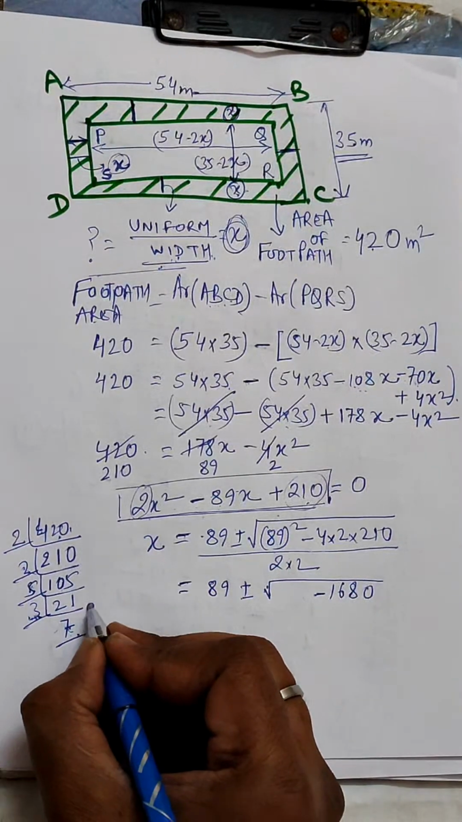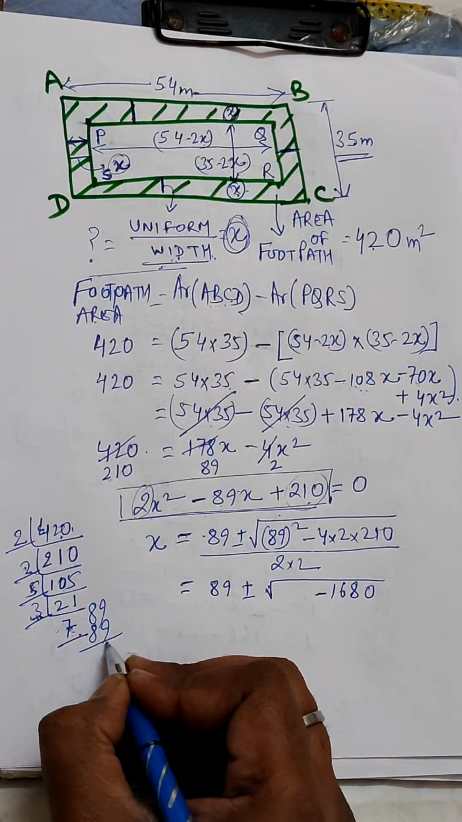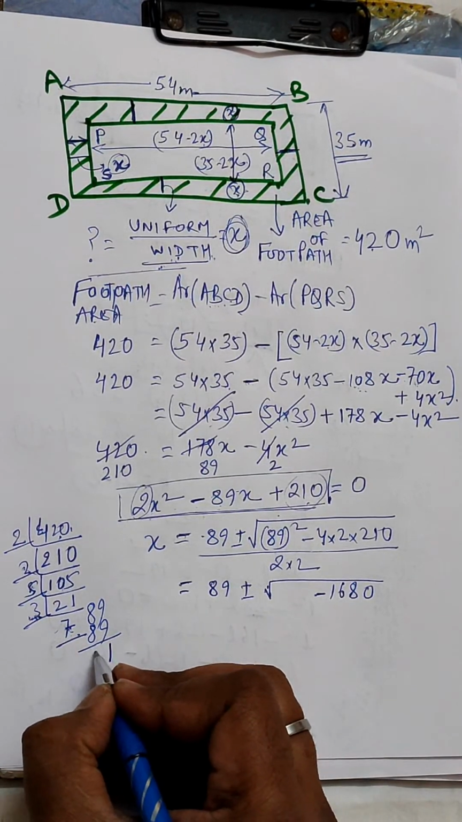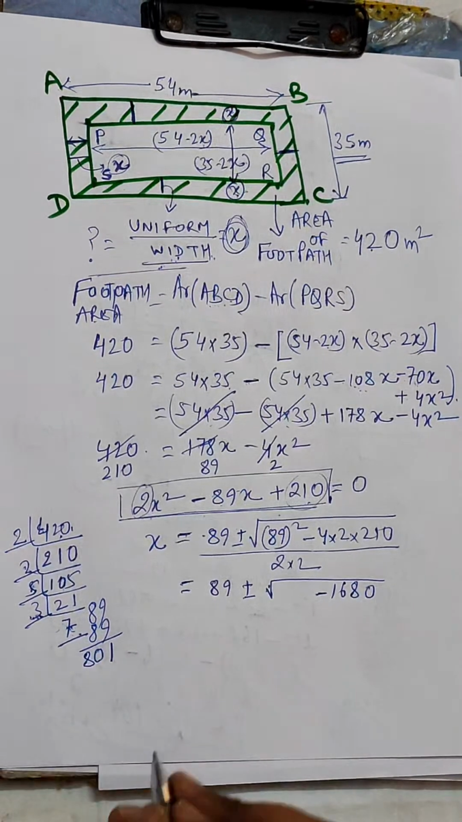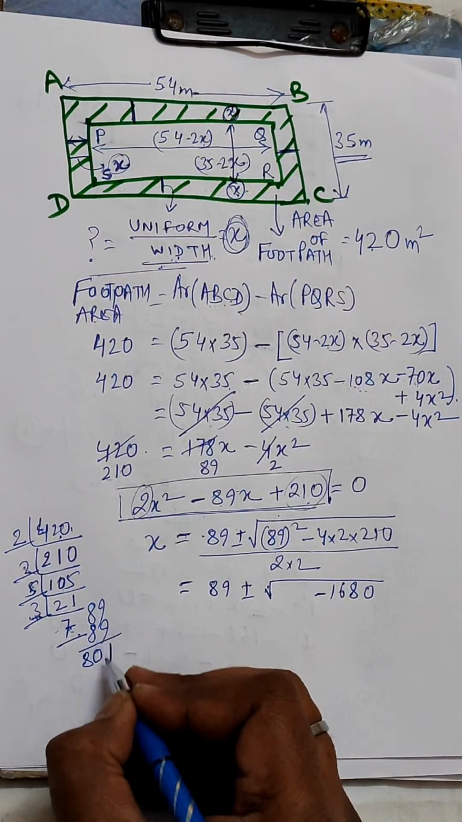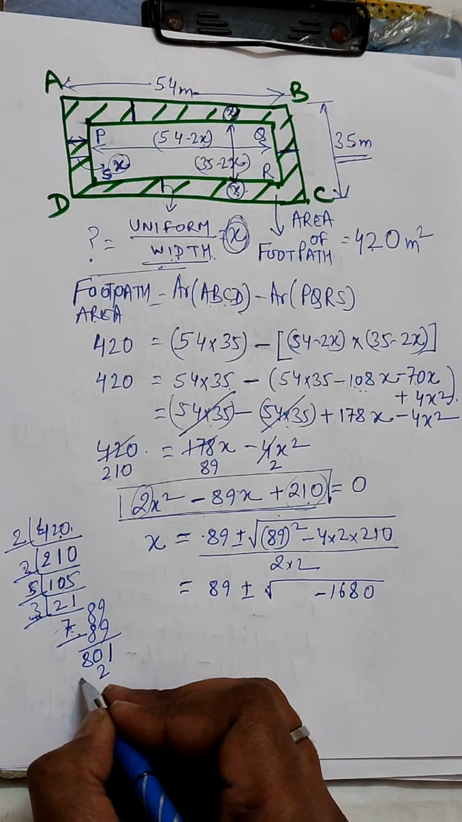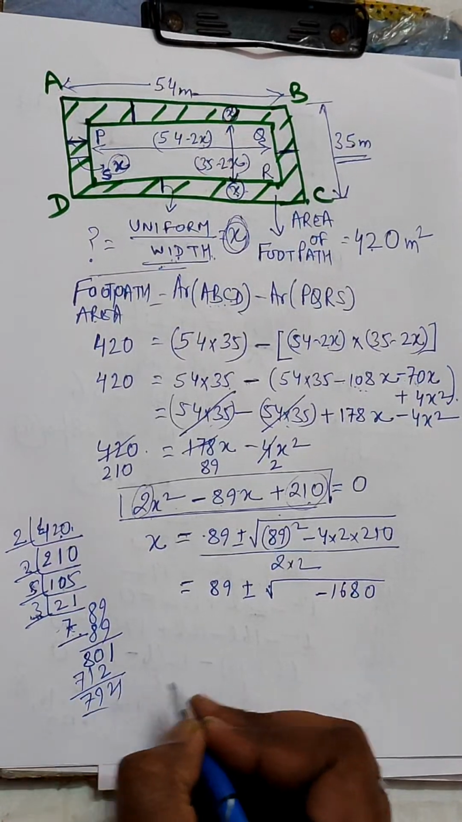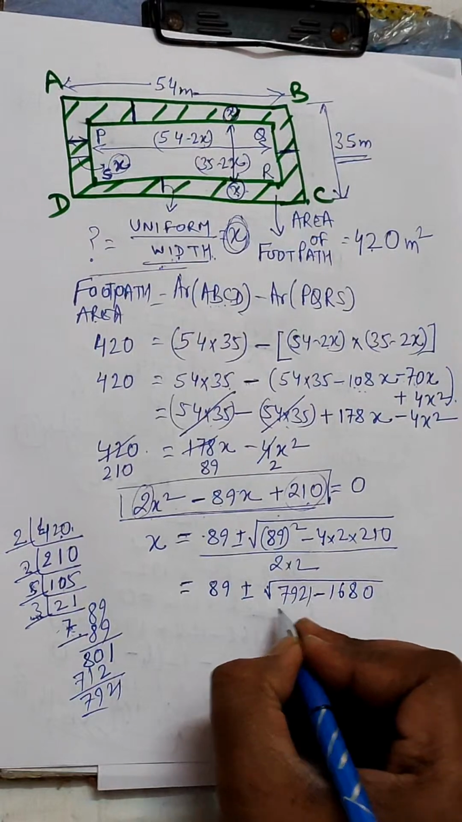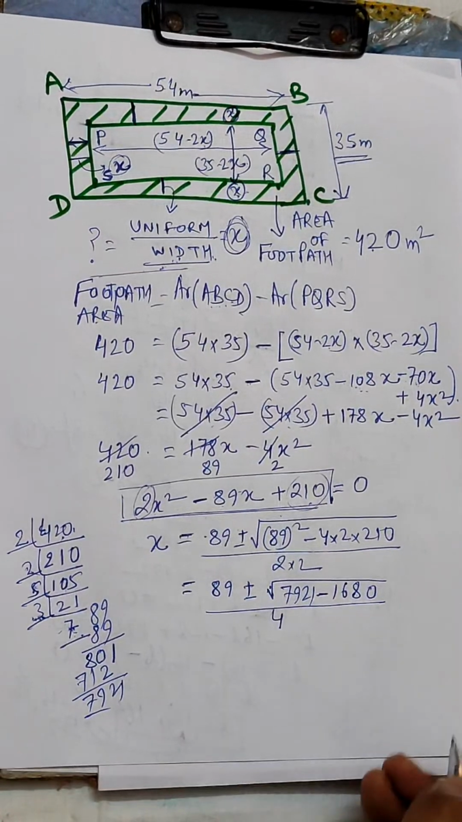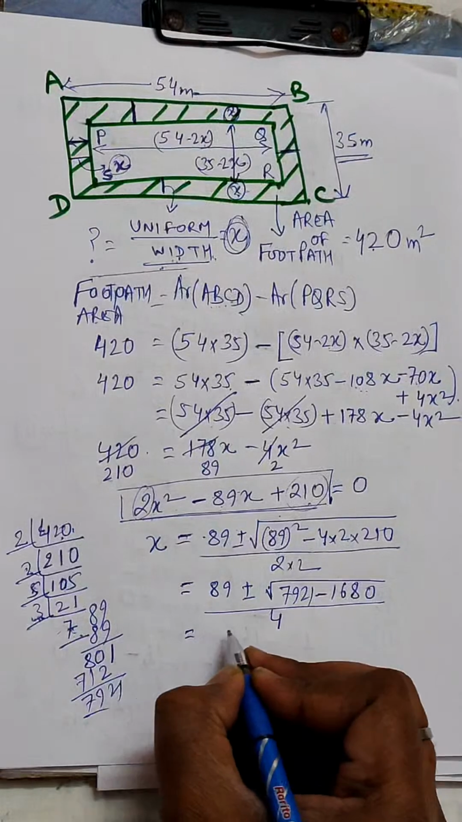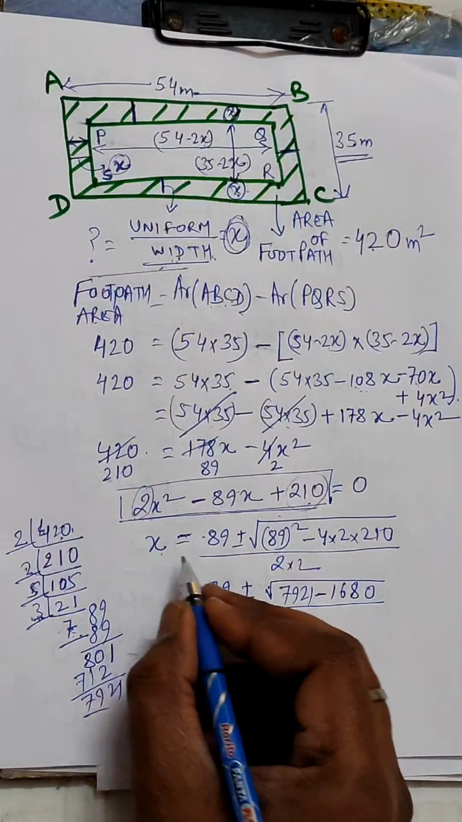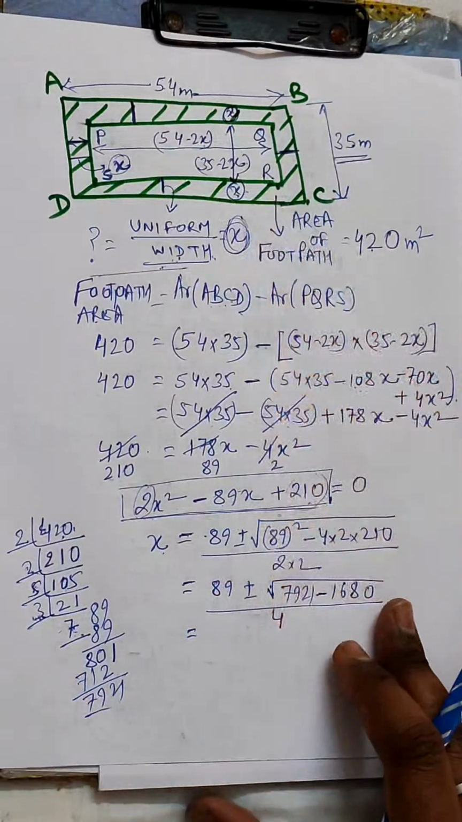So 89 square is 89 into 89, that means 7921. So 7921 minus 1680, by 4, is your value of x, right? 89 plus minus this entire value will give you the value of x, that means the width of this rectangular path.